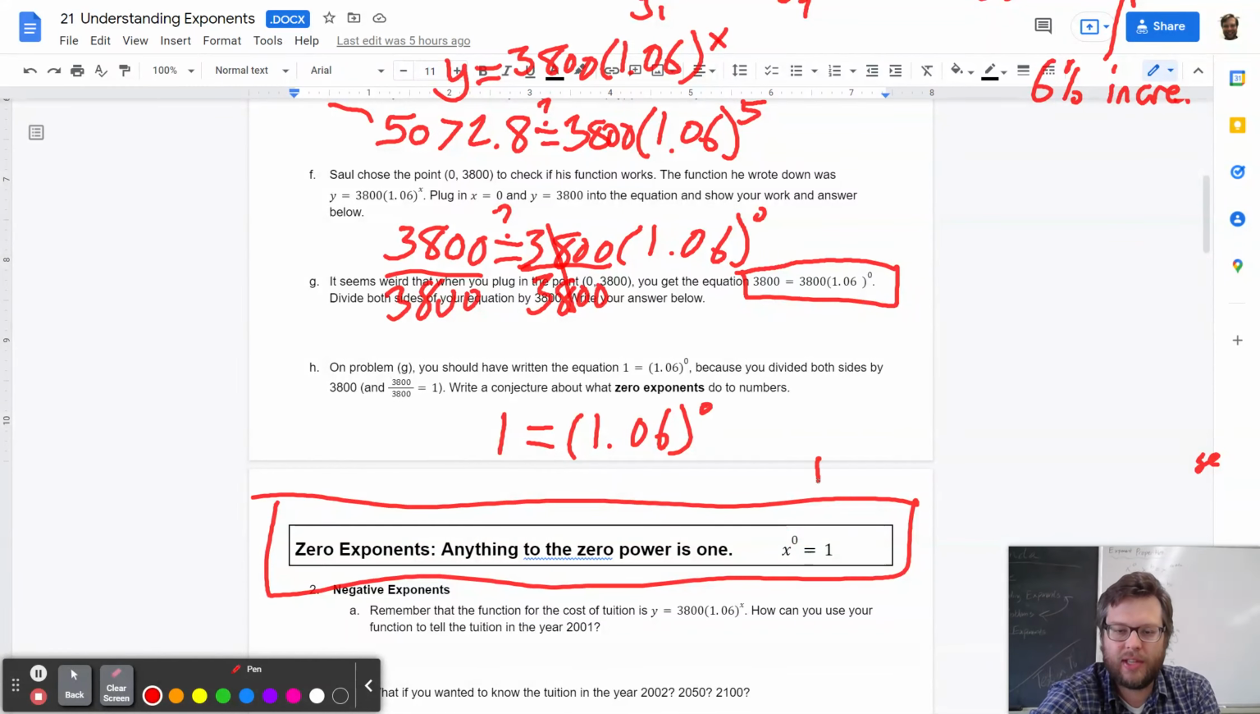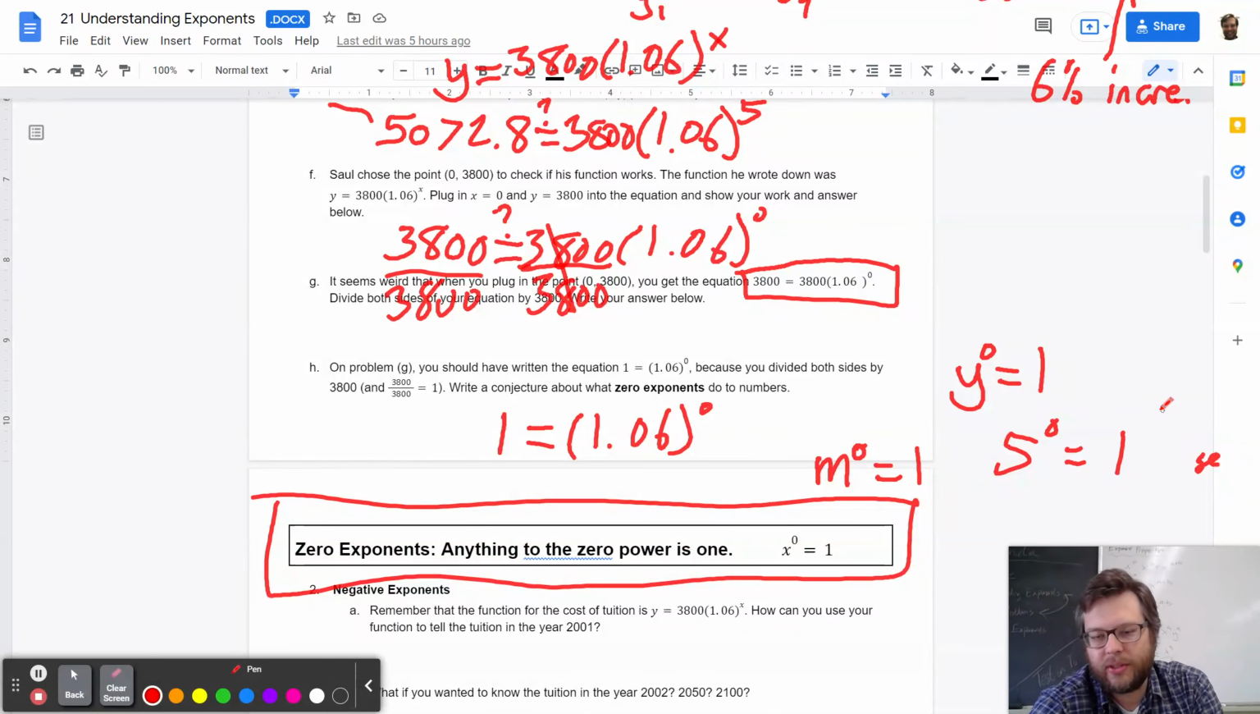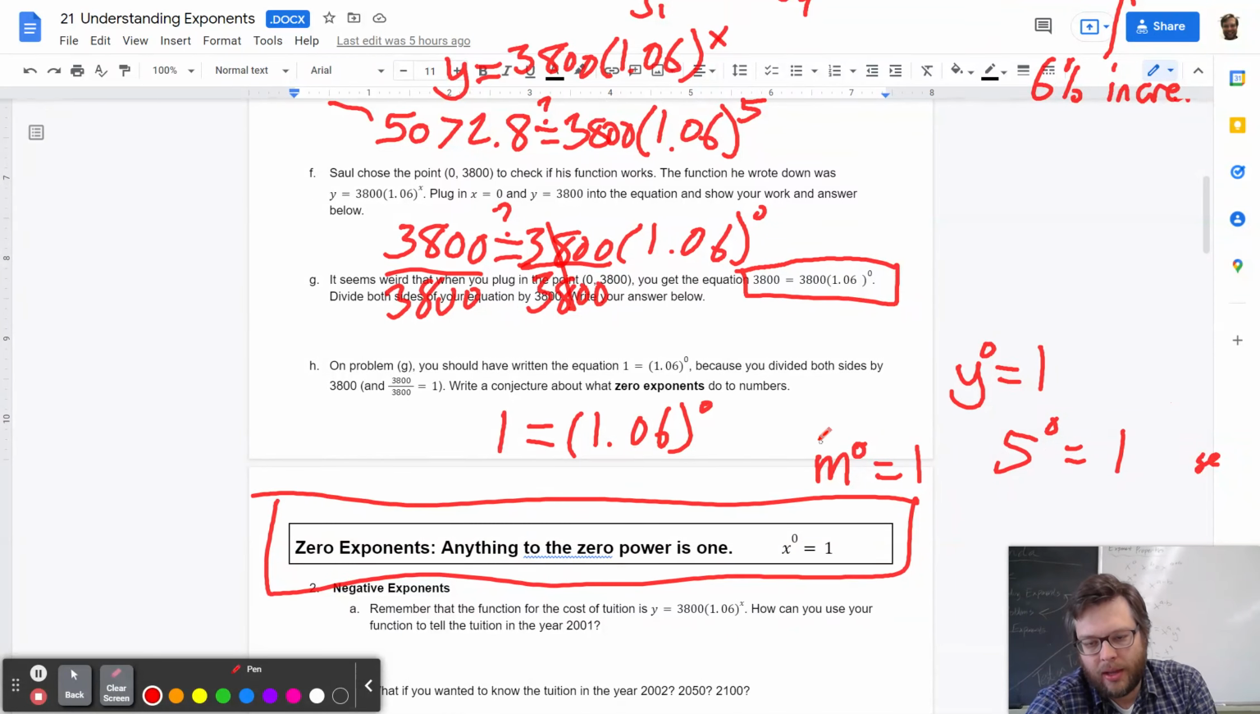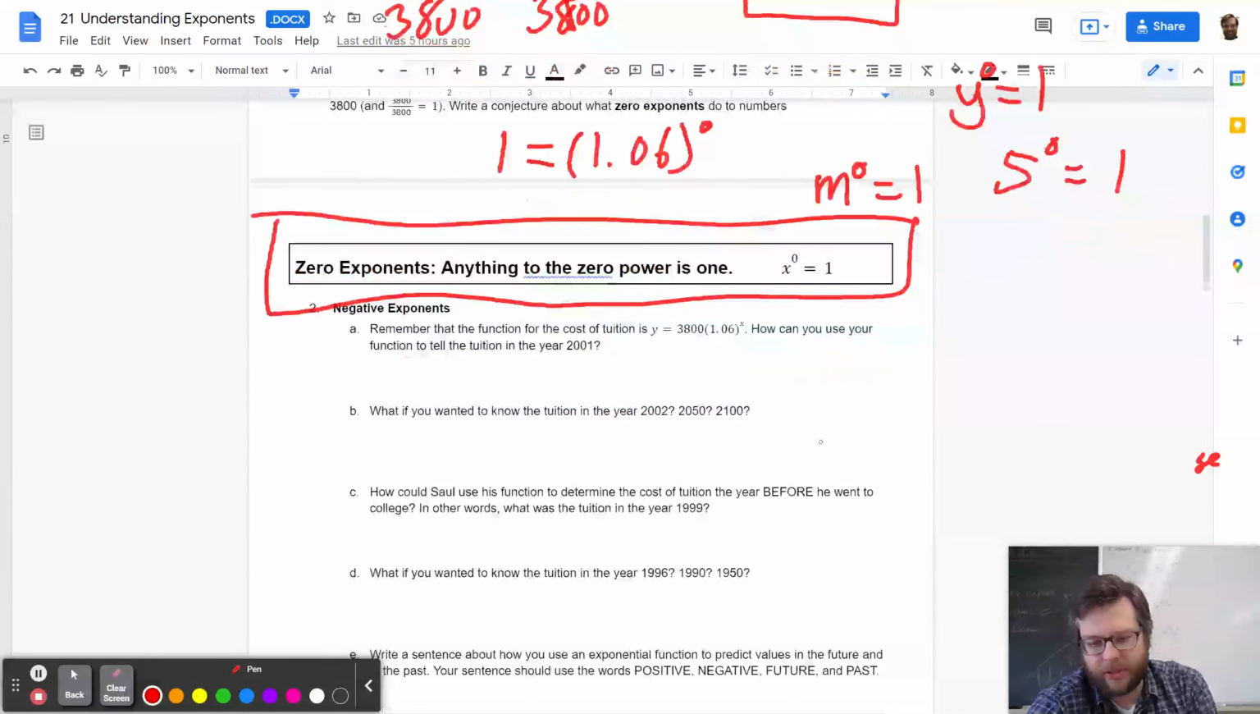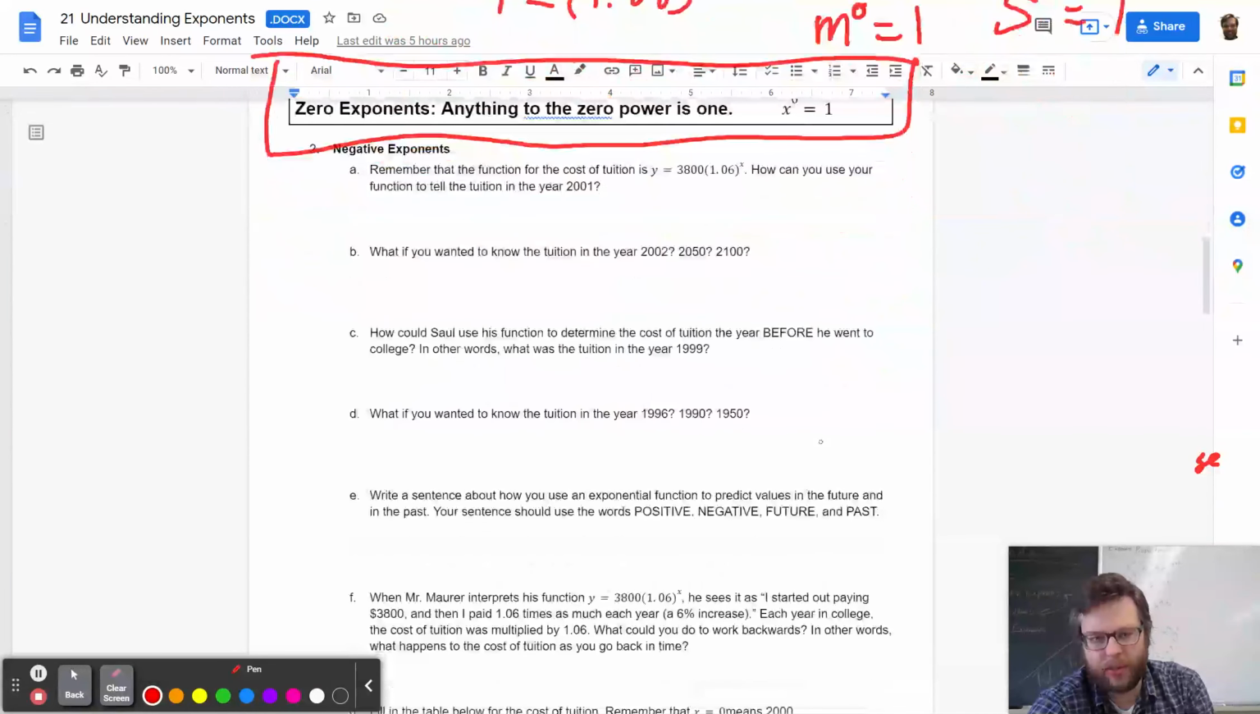So anything to the 0 power is 1. It doesn't matter if it's x to the 0, it could be m to the 0, it could be y to the 0, it could be 5 to the 0. Any number to the 0 power is 1, except for the exception of 0 to the 0 power. We don't need to worry about that one.